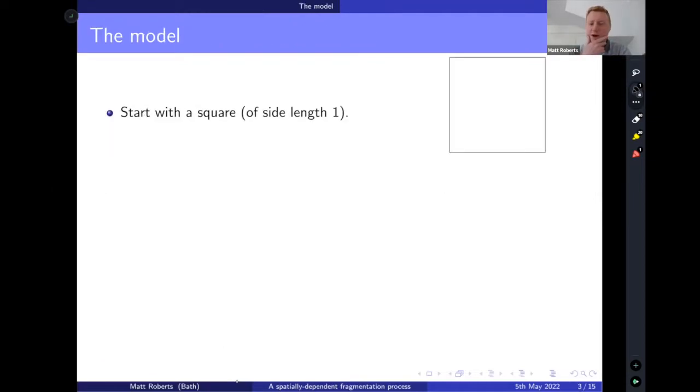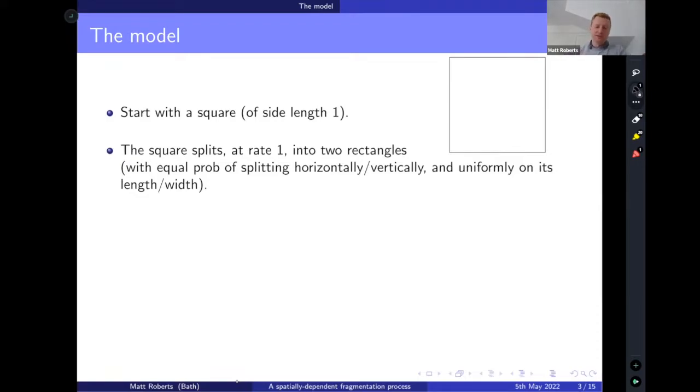We start with a square with side length 1, and the square splits at rate 1. So we're in continuous time. We have an exponential random variable of parameter 1, and when our exponential clock rings, this square splits into two pieces, two rectangles. It has probability of half of splitting horizontally and a half of splitting vertically. And once it's decided which way it's going to split, it chooses a uniform point along its base or its height and splits there. Okay, so there's our first split.